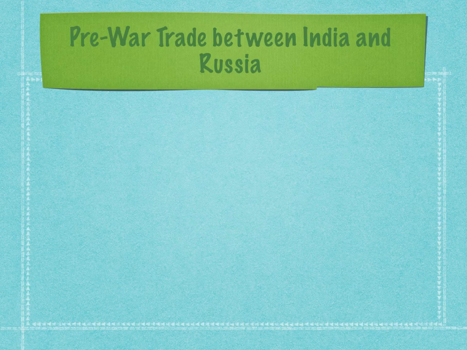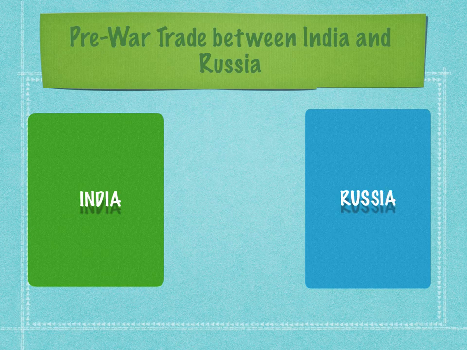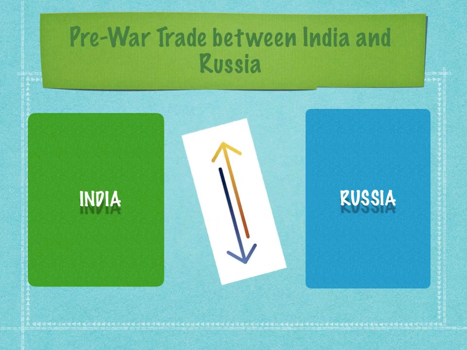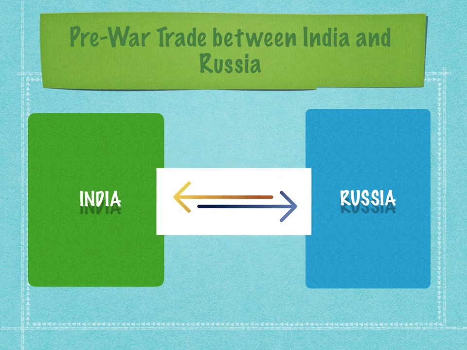Let's start with how we looked at the pre-war trade between India and Russia. We had India, which has the main currency as INR, and Russia, which has the home currency as ruble. There has been significant trade between the two currencies and the two countries for the last many decades. India imports and exports from Russia, so does Russia from India. And this continuous movement of trade has resulted in the existence of a robust dollar-INR and dollar-ruble market.